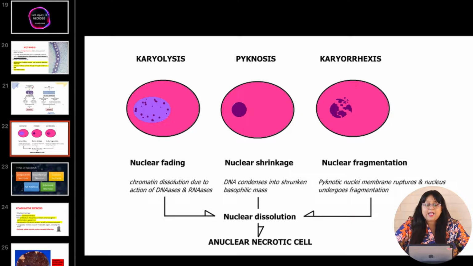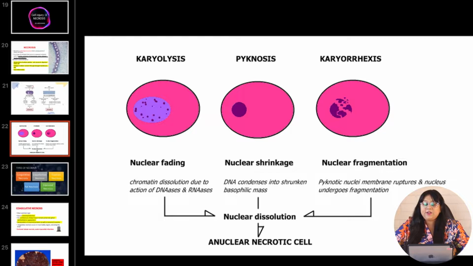In this slide, I have shown you three very important characteristic features of necrosis, which are pycnosis, karyorrhexis, and karyolysis. Let me talk about pycnosis. What is pycnosis? Pycnosis is the shrinkage of the nucleus. When the DNA condenses into a shrunken basophilic mass, it is known as pycnosis.